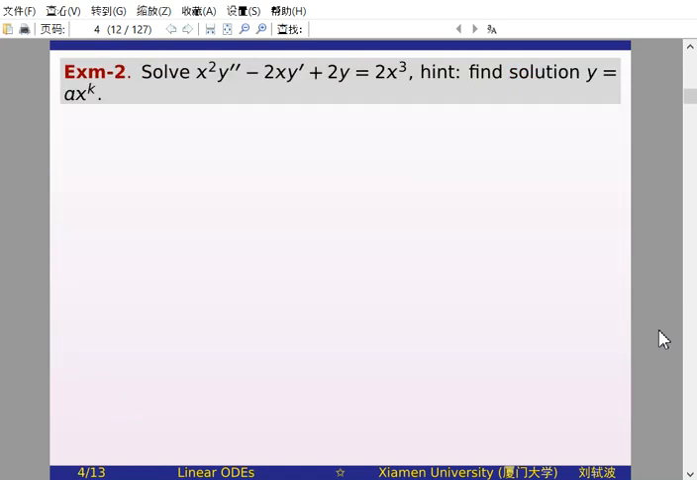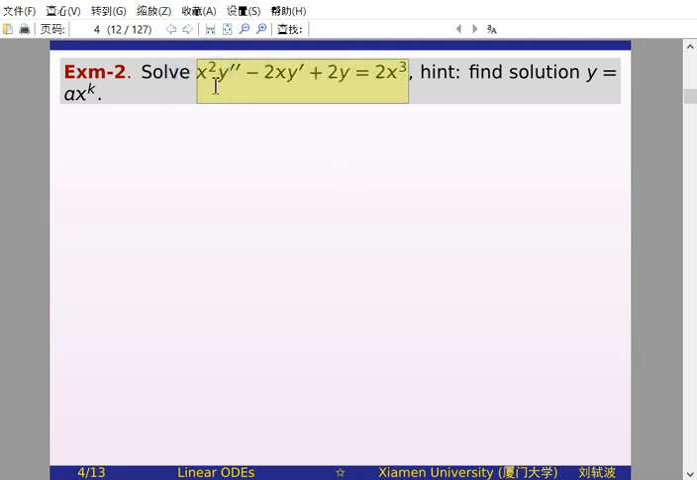Now we consider the next question. Here we are required to solve this variable coefficient linear second order non-homogeneous differential equation. We know that for a linear differential equation, if the coefficients are constant, we can always solve the equation. But for the variable coefficient case, here the coefficient of y double prime is x squared and the coefficient of y prime is minus 2x. These coefficients are variables, so we have no general method to solve this equation.